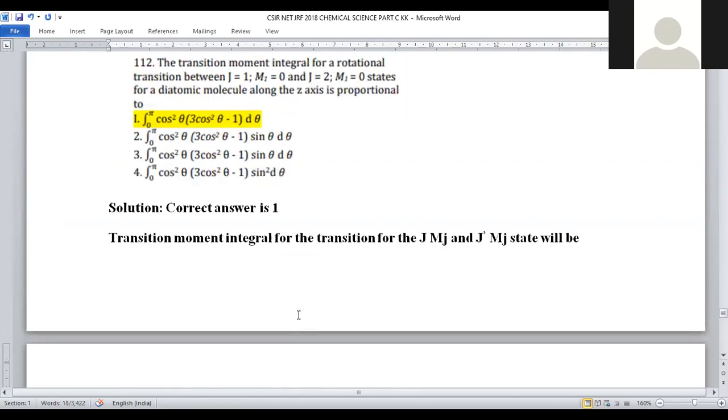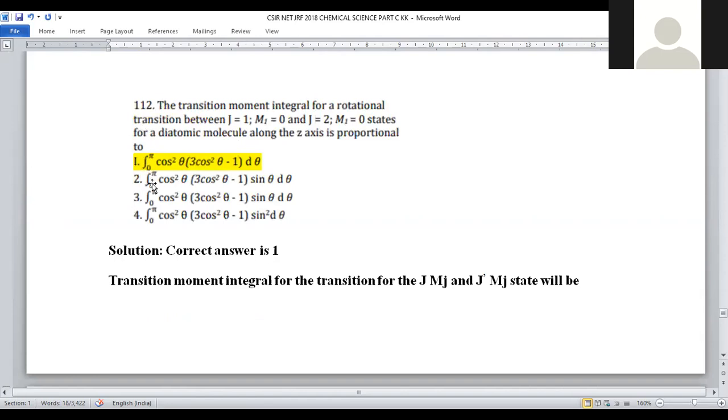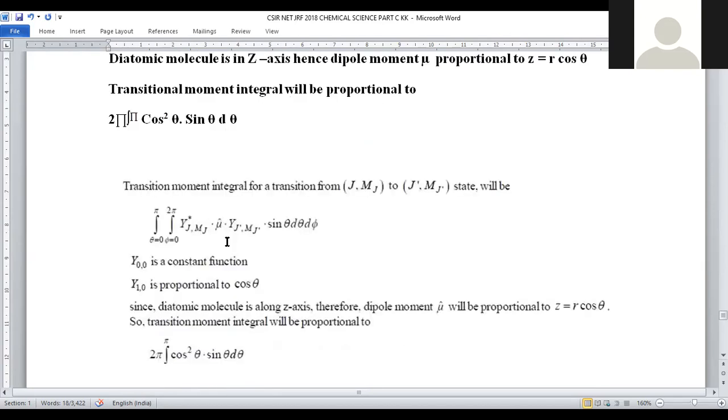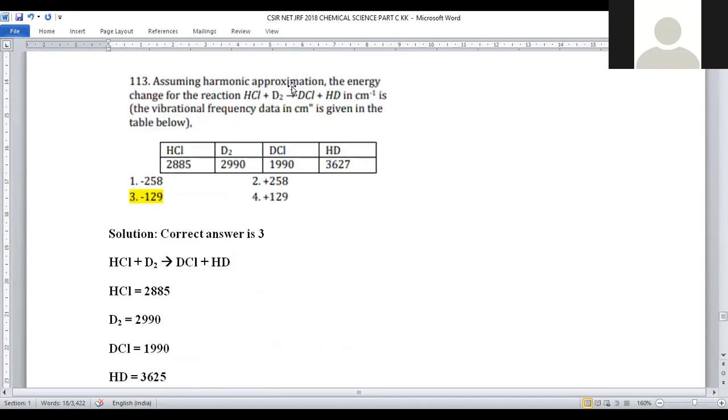When we derive the entire equation, the final answer will be the integral from theta 0 to pi of cos square theta times (3 cos square theta minus 1) d theta. This will be the right answer for question number 112, the transition moment integral for rotational transition. For the diatomic molecule along the z-axis we have to consider, that will be calculated as this option number 1. Let us move on to question number 113.